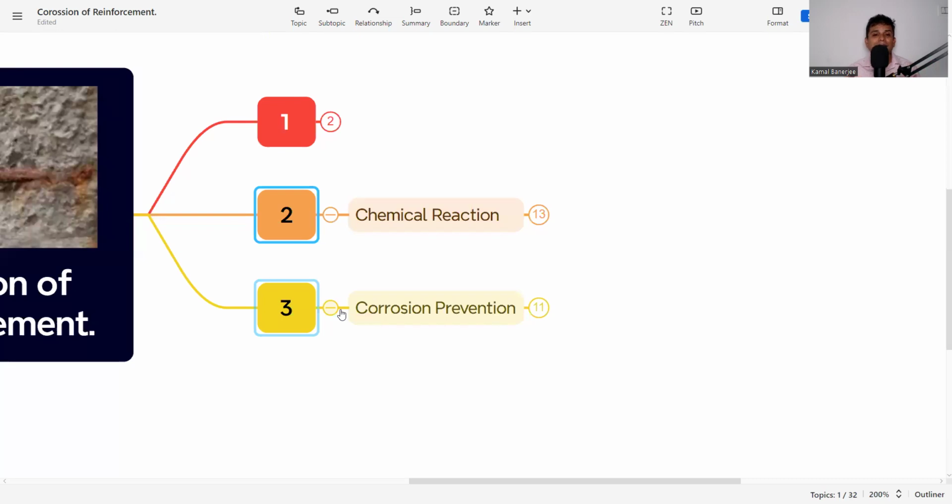So these are the things about the corrosion, and I hope you enjoyed this one. And please follow all the guidelines of the concrete, so that your concrete has a long lifespan and there is no corrosion of the concrete.